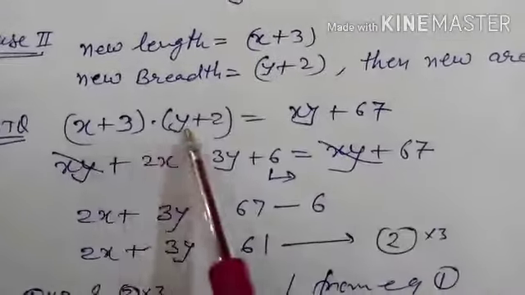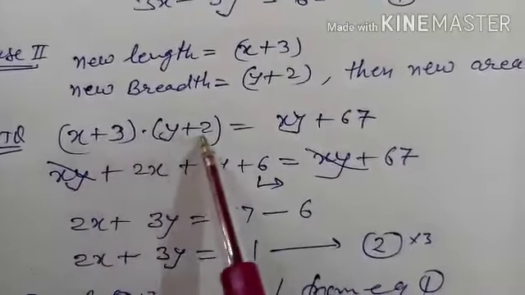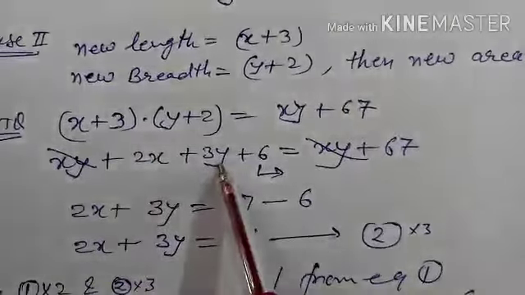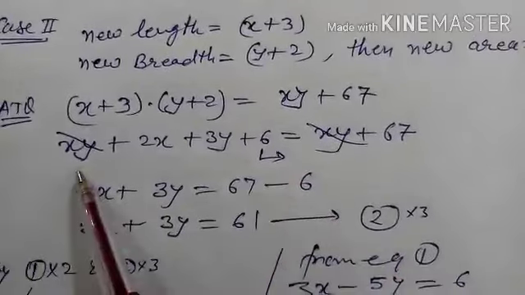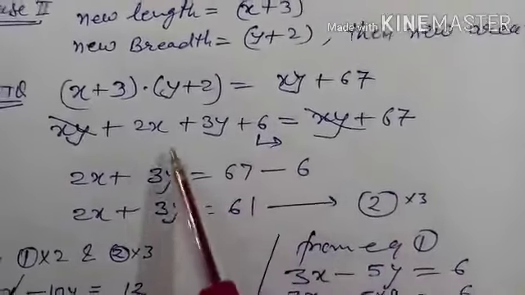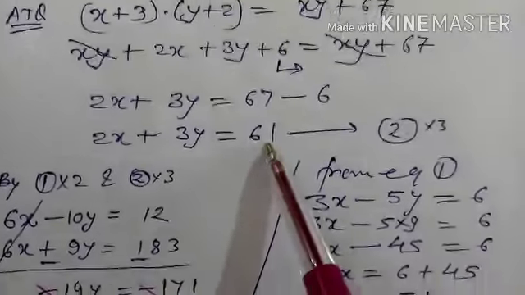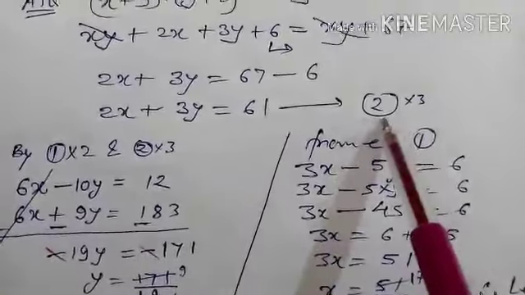So once again open this bracket: x into y, xy, x into 2, so plus 2x, and plus 3 into y, it means plus 3y, and 2 into 3 is plus 6. Once again here xy cancels out, 6 transfers to the right side, so 2x plus 3y equals 67 minus 6, that is 61. So 2x plus 3y equals 61, equation number 2.